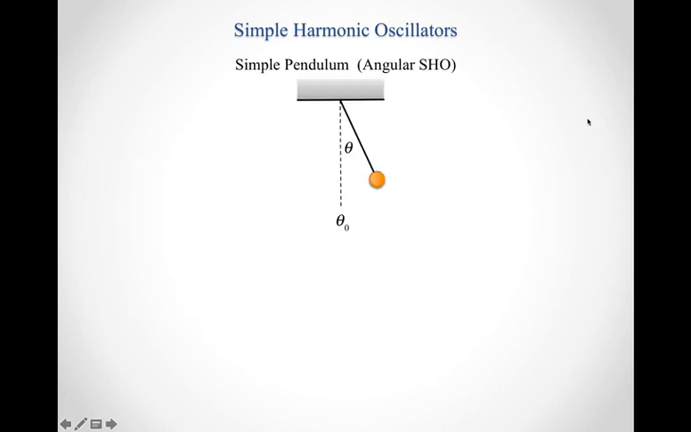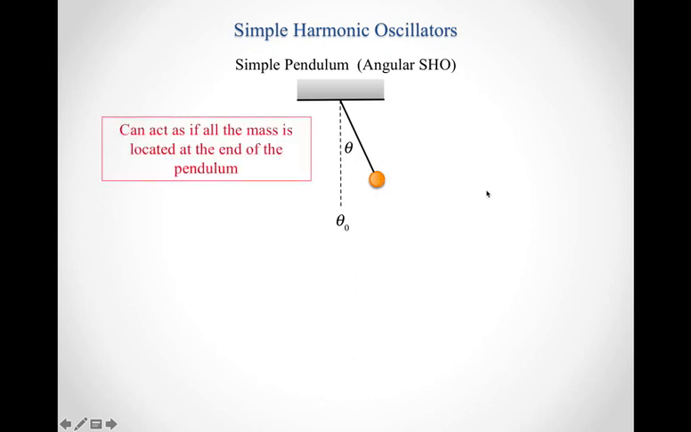So let's look at the second example that we're going to have. The second one's a simple pendulum. And a simple pendulum is an angular simple harmonic oscillator because instead of bouncing back and forth along a line, a simple pendulum swings back and forth through some angle.